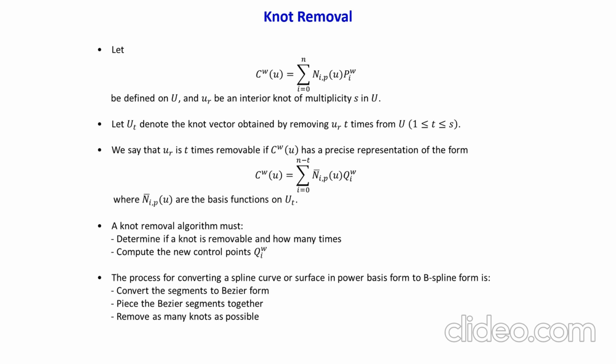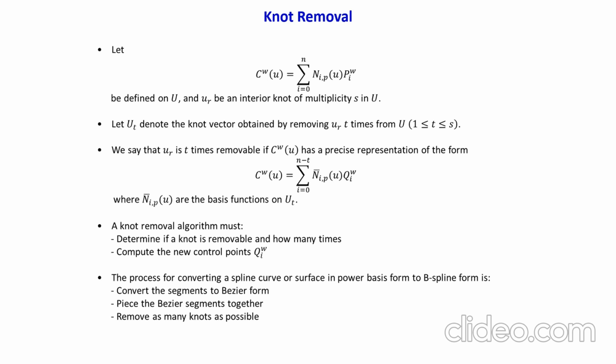Therefore, U sub r is t times removable if the NURBS curve has a precise representation on U sub t that sums from 0 to n minus t, where N bar is again the pth degree basis function on U sub t. More simply, this means that U sub r is t times removable if the two curves given here are geometrically and parametrically representing the same curve.